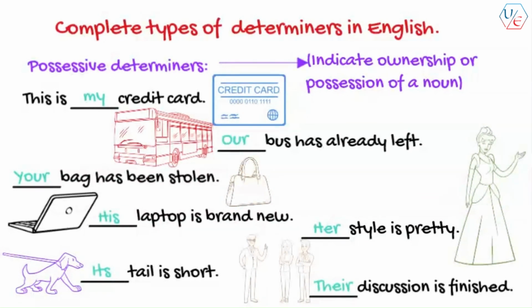Remember, possessive determiners always agree in number and gender with the noun they modify. And in English, the complete list of possessive determiners includes the pronouns in the possessive case that are blinking on the screen. So, keep them in mind, and you're ready to own those nouns like a pro.